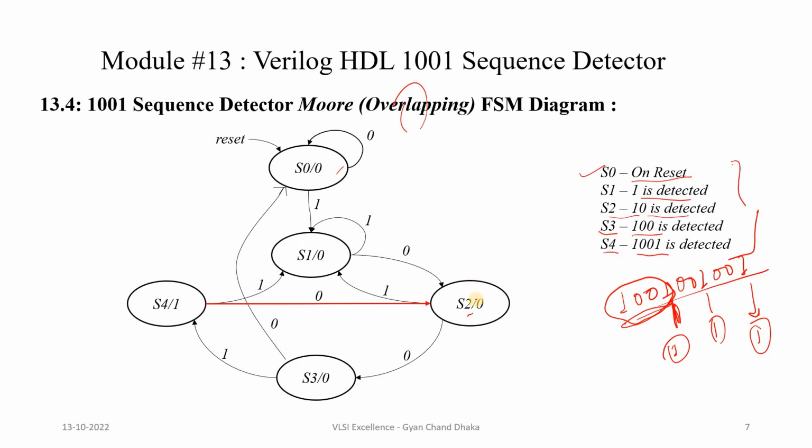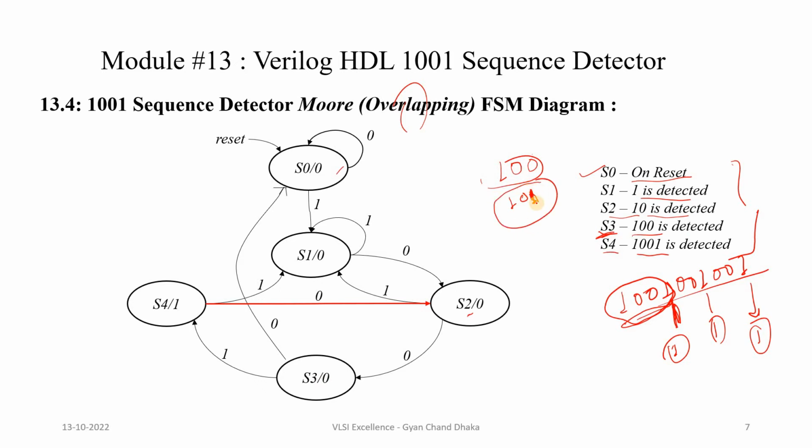So now let's see when we are in S2 state. That means 10 has been detected, so the next bit can be either 0 or 1. If the next bit is 0, we will be going into S3 state. But let's see if the next bit is 1.